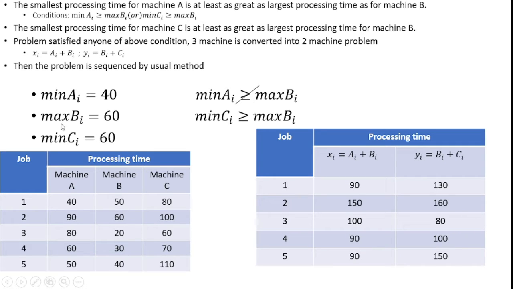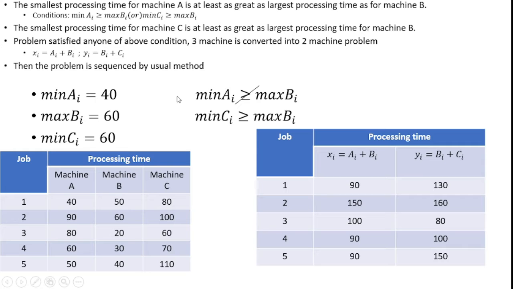Okay, for this reason I already identified minimum Ai is equal to 40 and minimum Ci is equal to 60. Here, what is maximum Bi? For checking this condition, I should identify maximum of Bi. For machine B, 50, 60, 20, 30 and 40 are available. If I compare them with each other, I get 60 as the maximum. So I wrote maximum Bi is equal to 60.